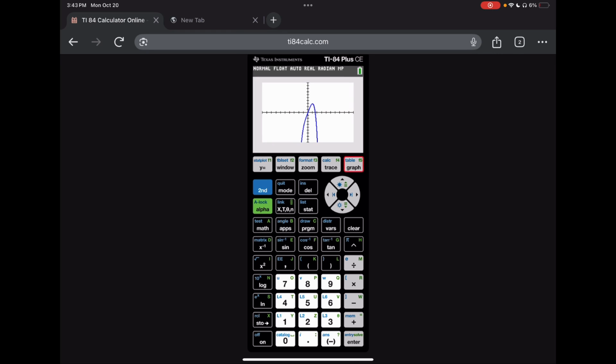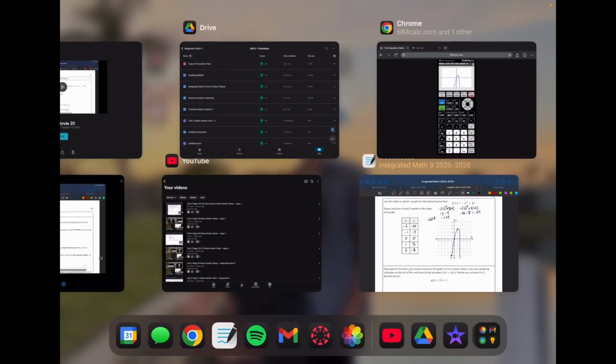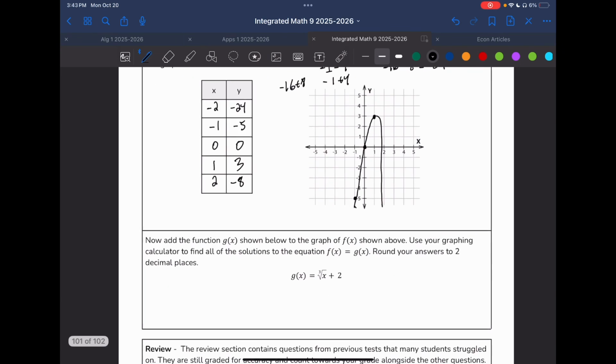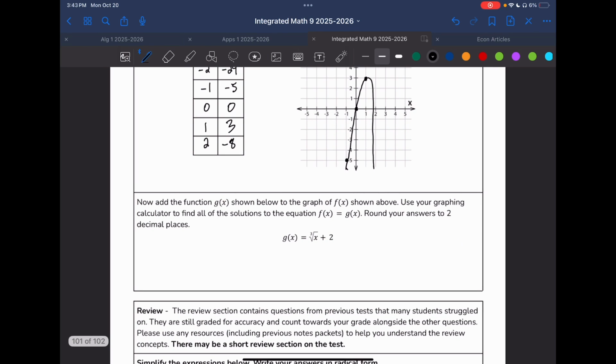We hit graph, we see that looks something like that. Yep, pretty similar. As long as you have the points there and the shape is in the general direction, then you will be good.